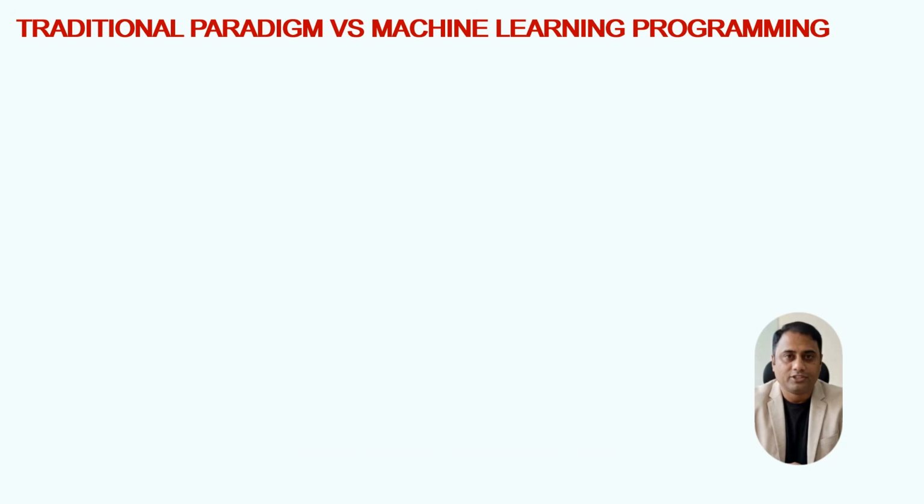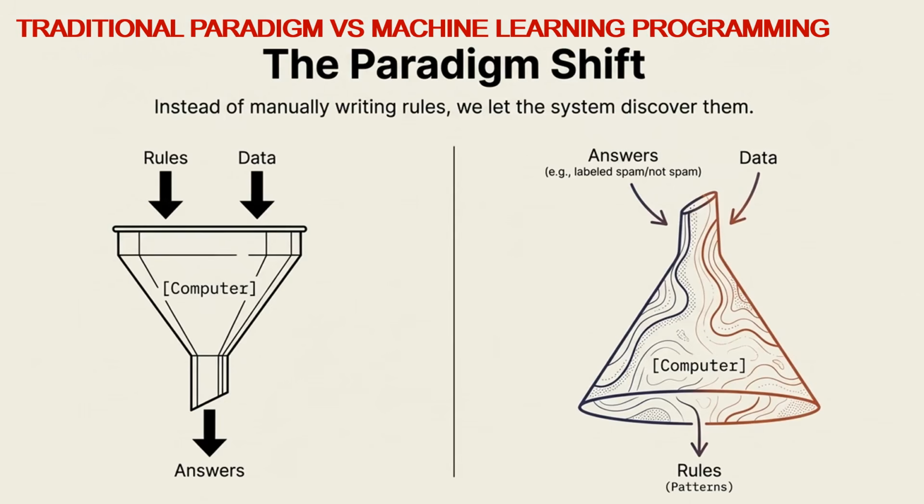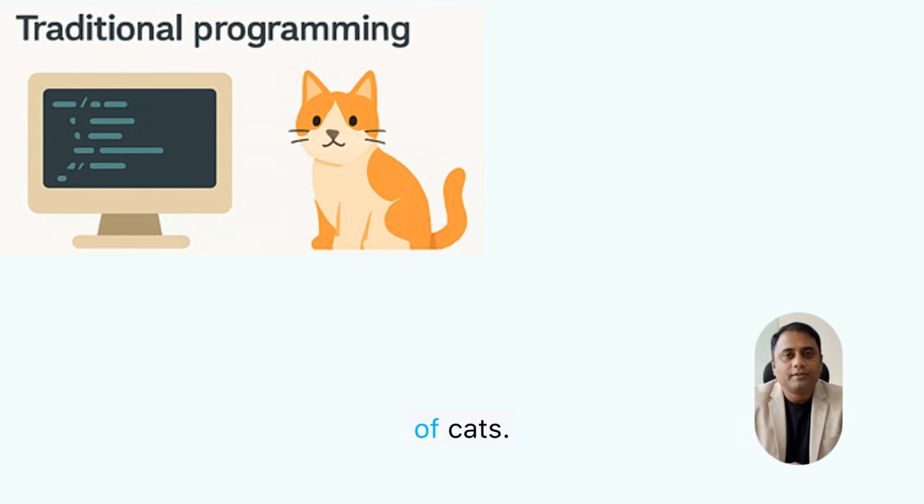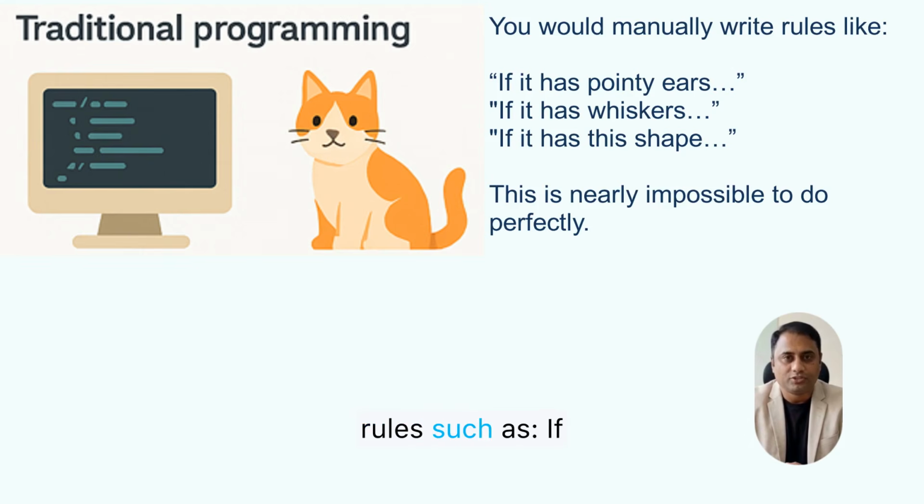In many real-world problems, it is extremely difficult, sometimes impossible, to write all the rules manually. Now let's understand the shift. Instead of a human writing every rule step by step, we allow the computer to learn the rules automatically from data. Let's take a simple example. Imagine you want a computer to recognize images of cats. In traditional programming, you would try to write rules such as if it has pointy ears, if it has whiskers, if it has a certain shape.